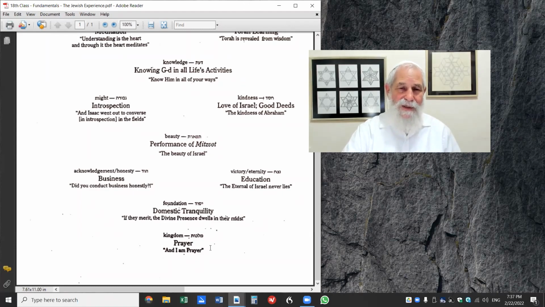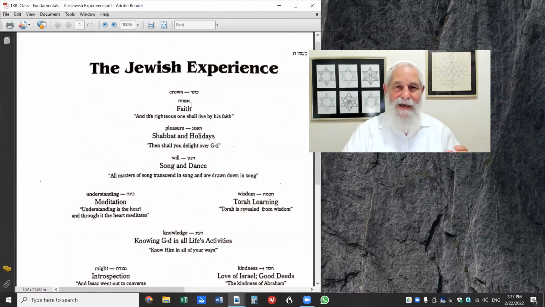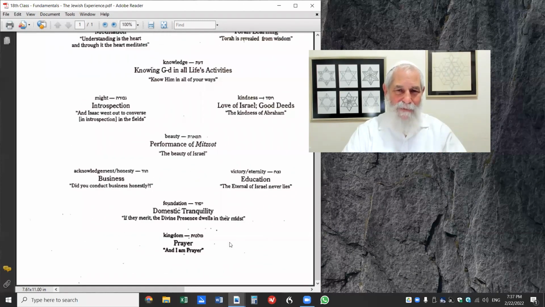So here, what's interesting is we have this concept that the end is wedged in the beginning, and the beginning in the end. So here we end with prayer, and it's connected to faith above. The top is always connected to the bottom here.